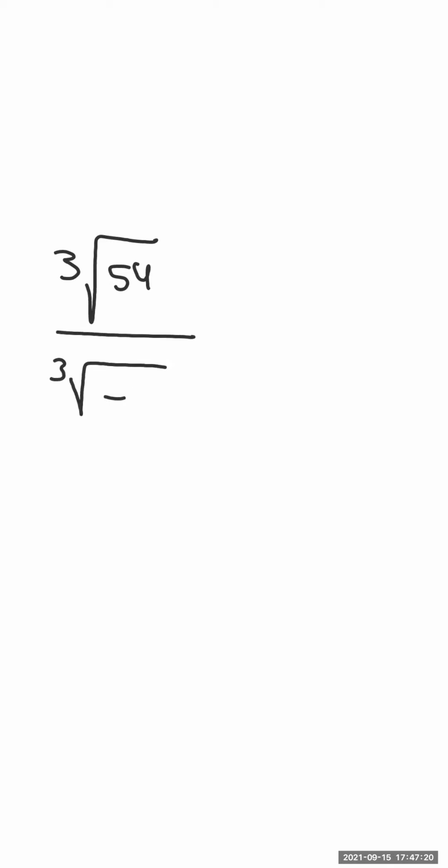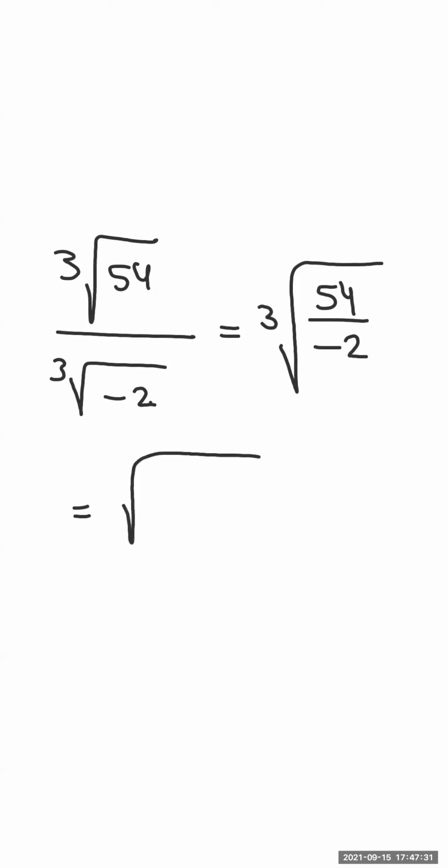The next one, if it's a cubic root of 54 over cubic root of -2. As we said before, simply it will equal the cubic root of 54 over -2, which means the cubic root of -27, because 54 divided by -2 equals -27. Now cubic root of 27 equals 3, and it's negative, so -3. That's it.